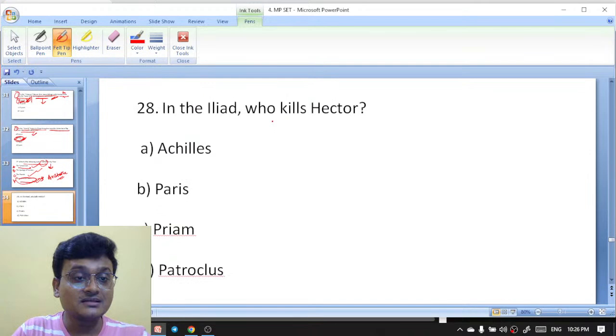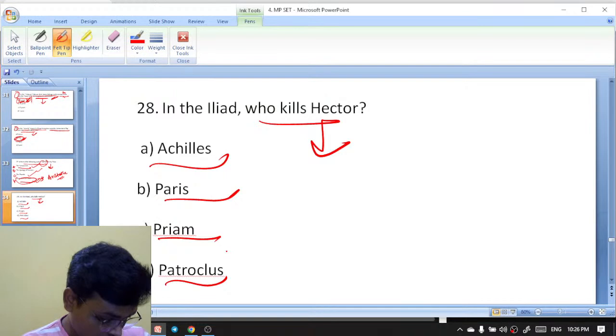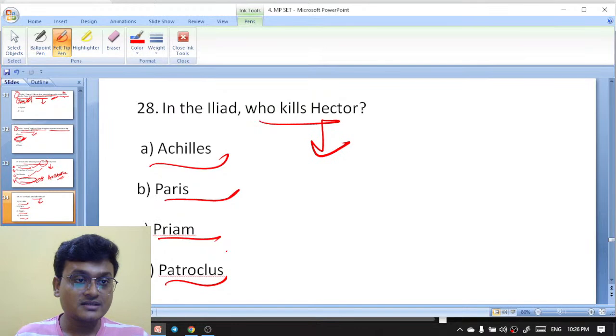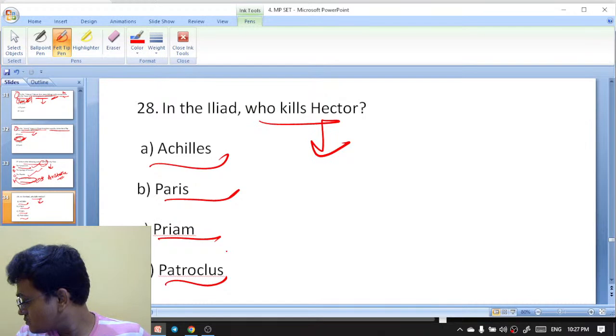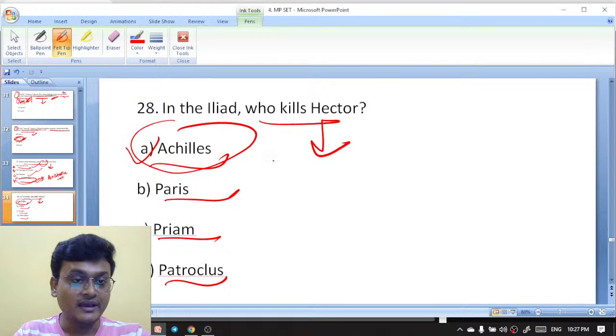In the Iliad, who kills Hector? Achilles, Paris, Priam, or Patroclus? Excellent. It is Achilles, and Achilles' friend is Patroclus. Achilles has killed Hector in the Iliad. Achilles is the red circle. Question 29 is on the screen.